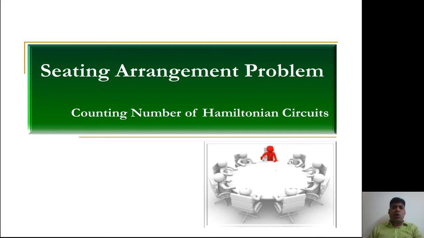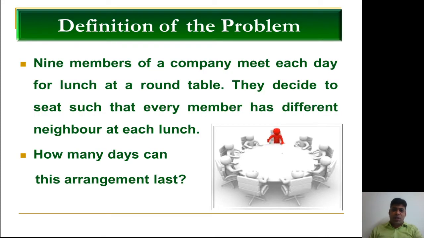So let's see what the problem is basically. The problem definition is that there are a certain number of persons in a company. Here we have taken that number to be 9. These 9 members of a company want to meet each day for lunch to discuss the progress of the company. They decided to sit in such a way that every member should have different neighbors at each lunch.